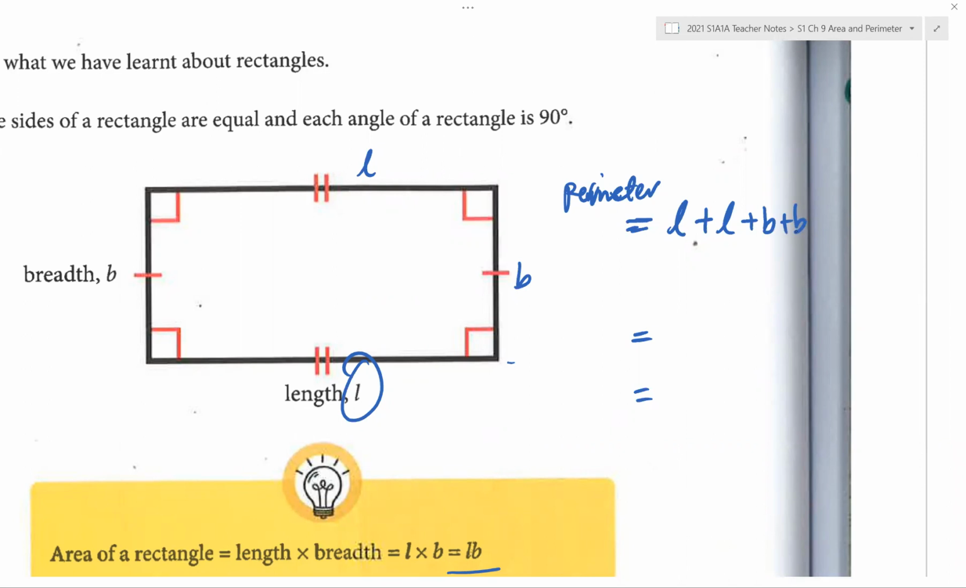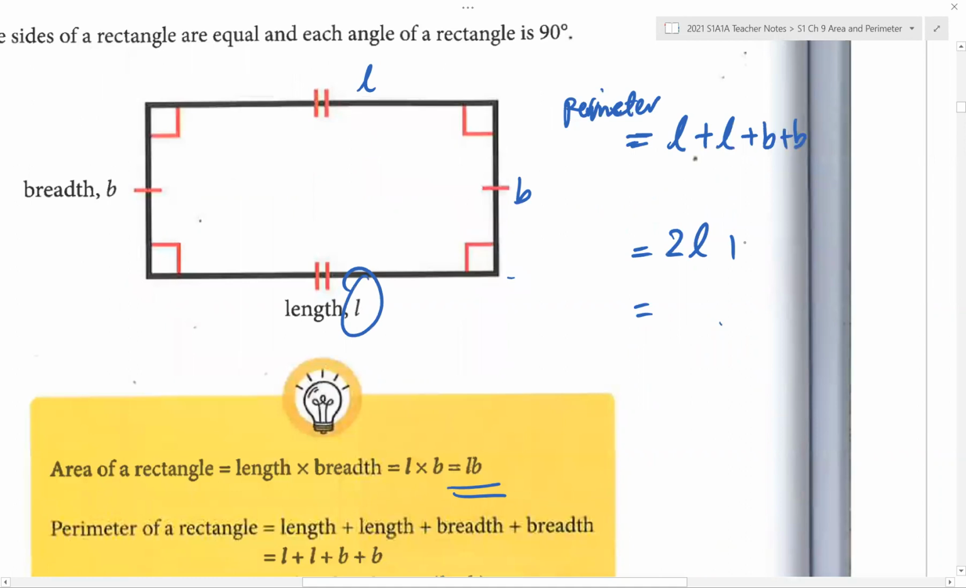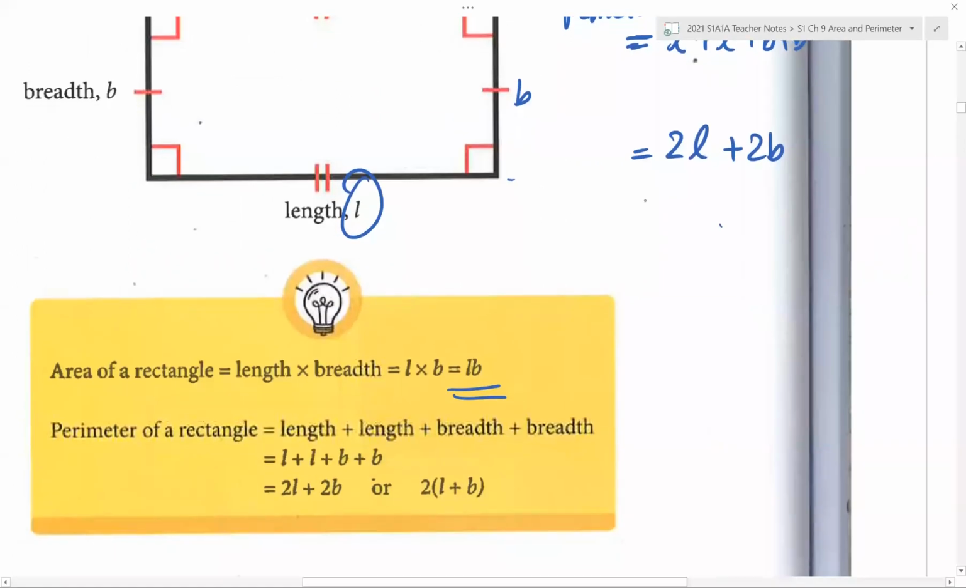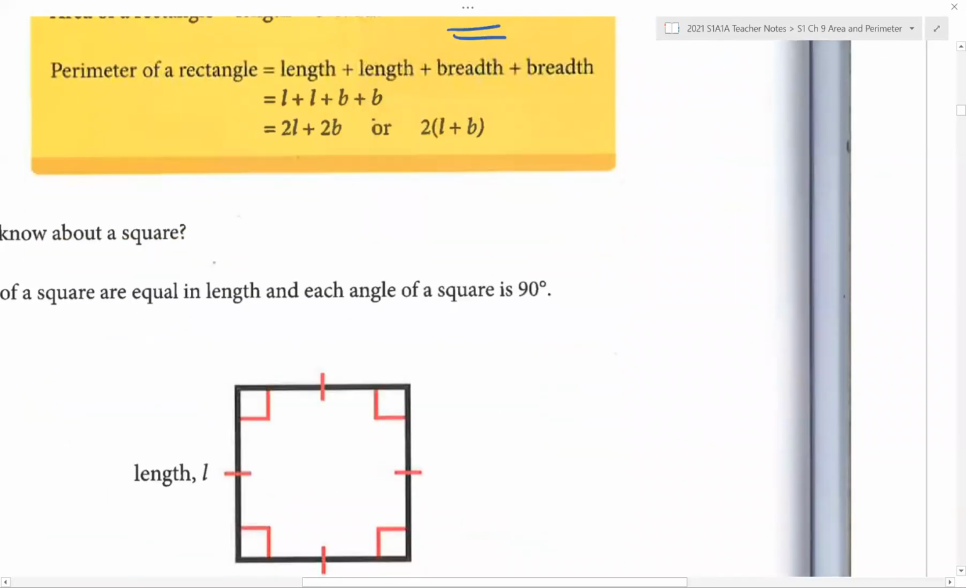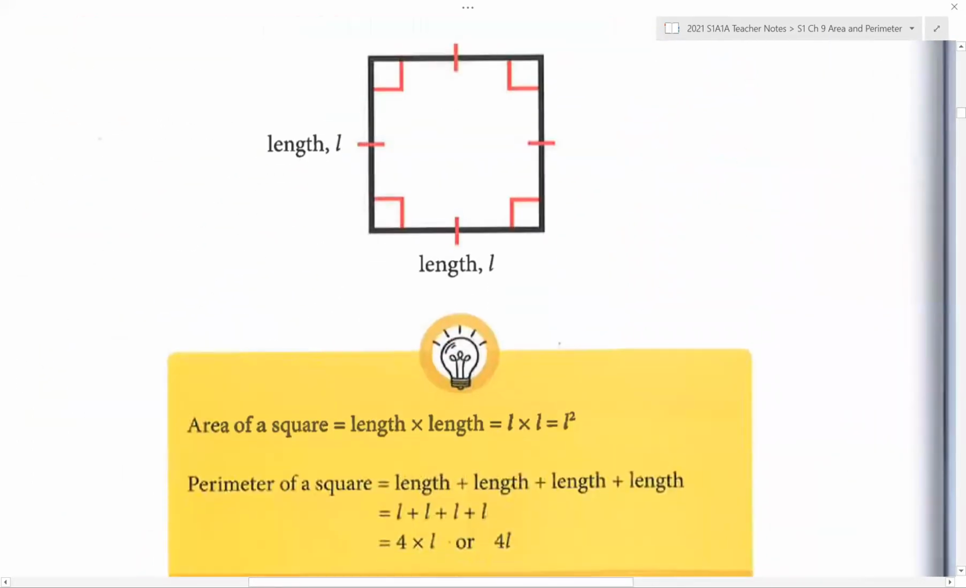Okay. If you take one L plus another L, how many L do you have? 2L. Then you have B plus another B. How many B altogether? 2B. So 2L plus 2B is the formula for our perimeter. Yeah, there's some algebra, and I think we're going to test you on some algebra.